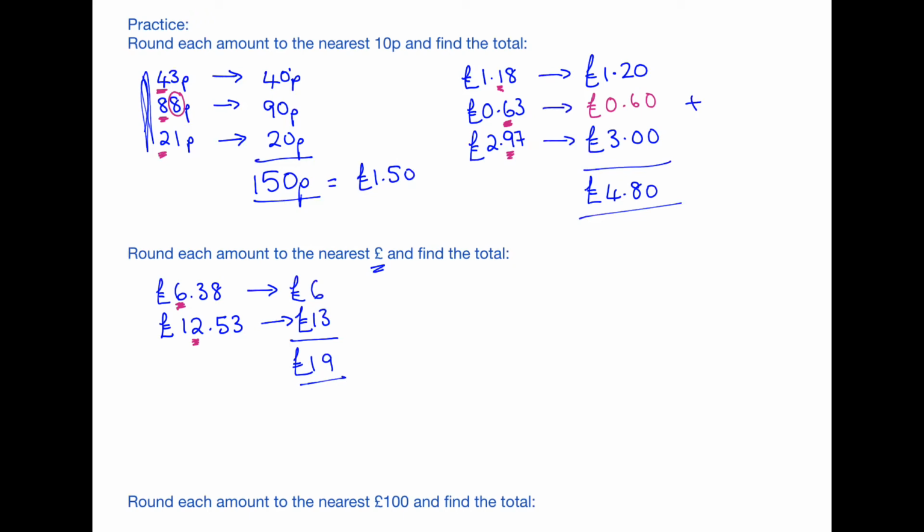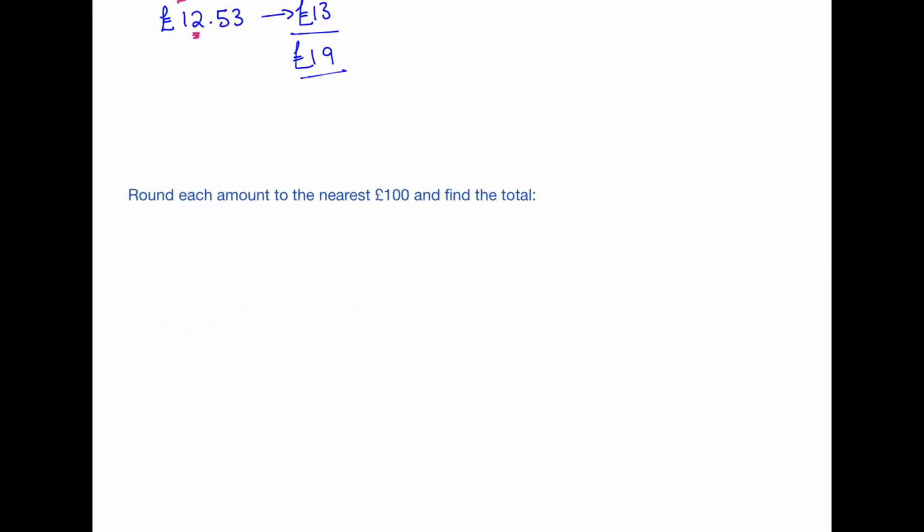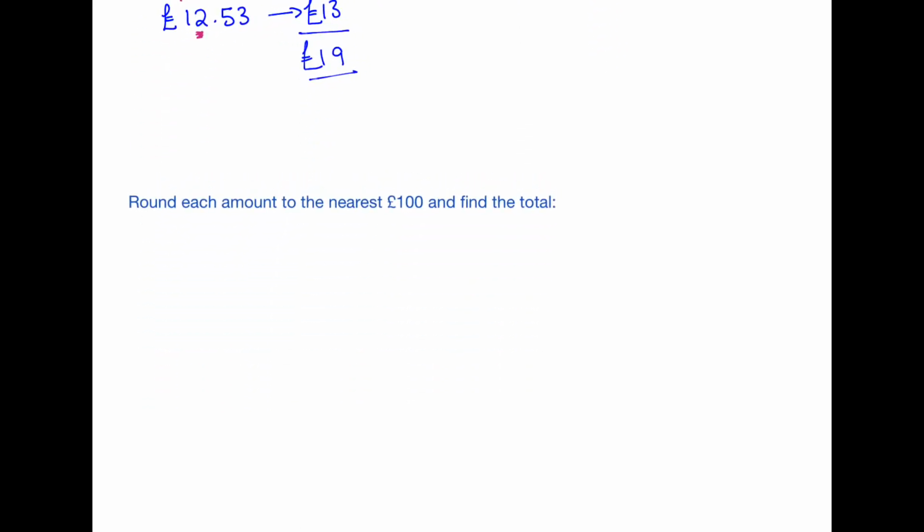Okay, then we're going to have a look at now rounding each amount to the nearest £100 to find the total. Because sometimes if you're spending large amounts of money, for example, if you were doing your house up or doing something really big in the garden, you'd be spending hundreds of pounds. So in that case, we don't need to round to the nearest pound because we don't need that amount of accuracy. So let's have a look and see what we can do with this.